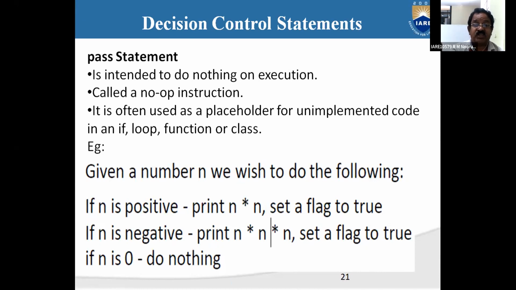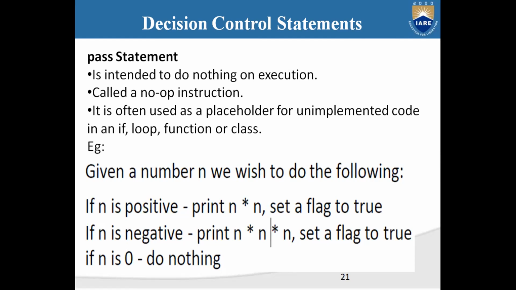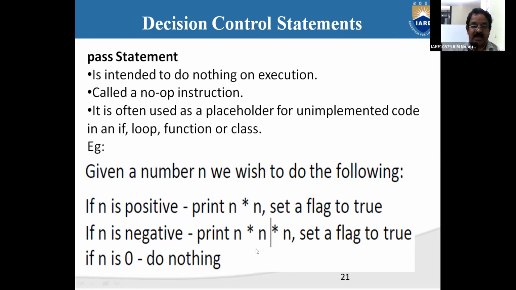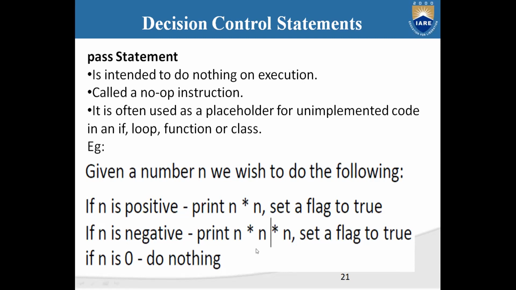Then what is the difference between the hash and the pass statement? In the case of the pass statement also, it is intended to do nothing on execution. It's also called a no operation instruction, right? Whatever instruction you give as comments, there also nothing is done. If you are using hash, then what is the difference? Depending on a particular condition, the pass will not do anything.